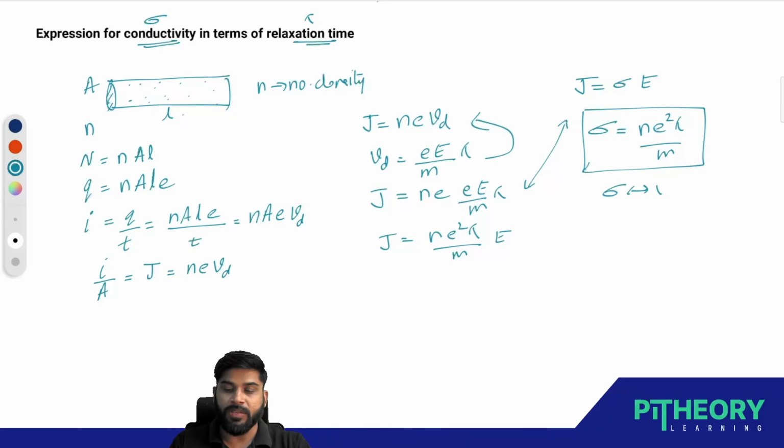Sigma and tau, this is how you connect. And that's the relation. Sigma is equal to what? Ne squared tau by m, where n is the number density of electrons, e is the charge, the basic elementary unit of charge, tau is the relaxation time, and m is the mass of the electron.